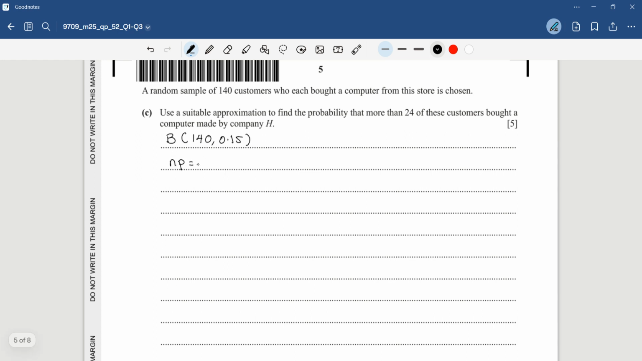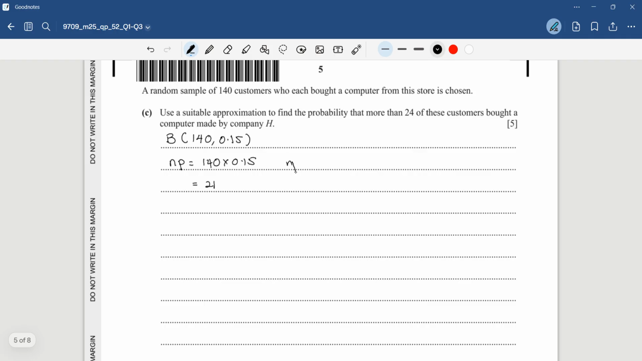So your np will be 140 multiplied by 0.15, which is equivalent to 21. You can directly use this because the question already asks you to use the normal proportion, so we know that it's going to approximate to the normal distribution, so we do not need to justify this.